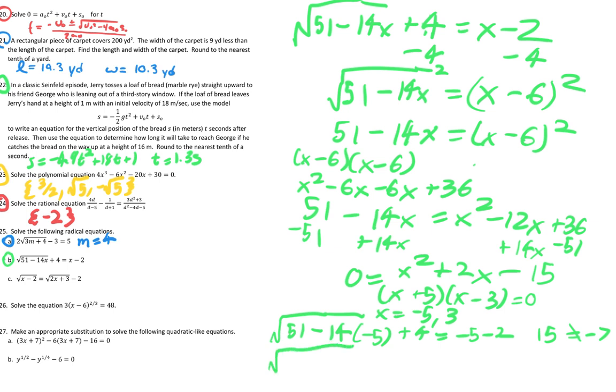So now I'm going to try with positive 3. So square root of 51 minus 14 times 3 plus 4 is equal to 3 minus 2. On that side, we're left with 7, and that's going to be equal to 1, which is not true. So we have no solutions here, so we can write that as squiggly bracket, empty squiggly bracket.